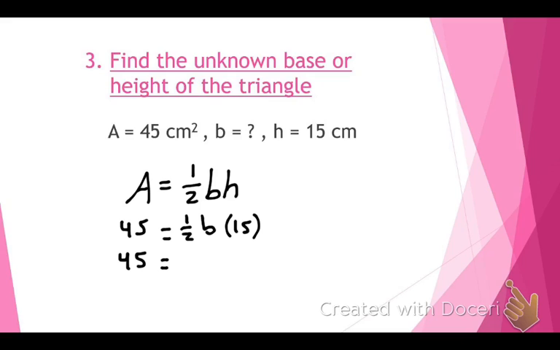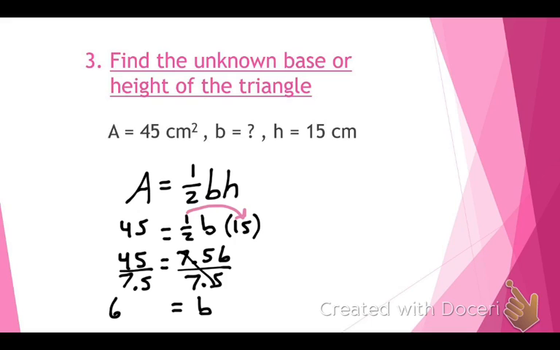What about the right? Can I do any work on that side? What can I do? 15. You multiply what you can. So what is half times 15? 7.5b. Your whole goal is to do what? Get b by itself. How do I do that? Divide both sides by 7.5, and this will give you your base, which is 6 centimeters.